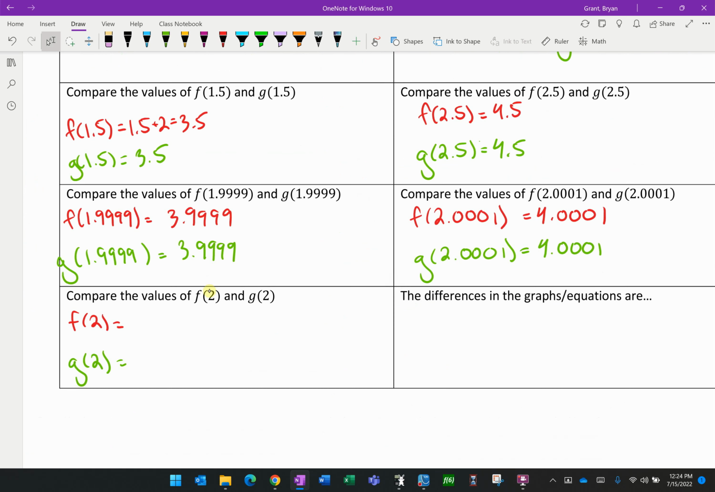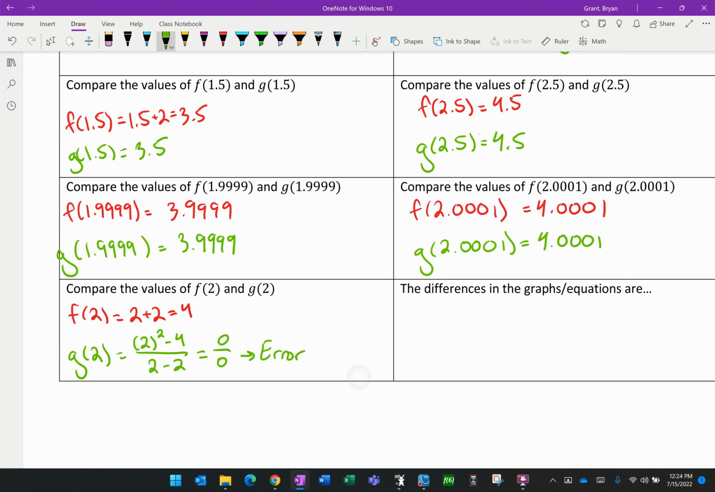Now, I paused with f of 2 and g of 2. f of 2 wasn't bad. You end up doing 2 plus 2 and you get 4. But g of 2, taking you through the whole process, 2 squared minus 4 over 2 minus 2 will give you 0 over 0. And when you try that on your calculator, you'll end up getting some sort of error.